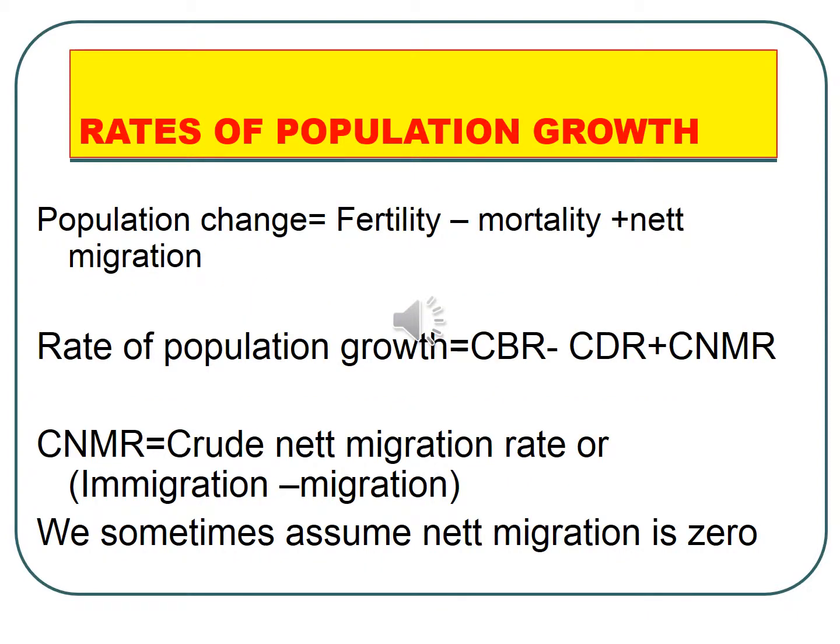The rate of population growth is calculated by the crude birth rate minus the crude death rate plus the crude net migration rate. Crude net migration rate is calculated by the number of immigration minus emigration. In most situations, we sometimes assume that the net migration is 0. With that assumption, rate of population growth equals crude birth rate minus crude death rate.